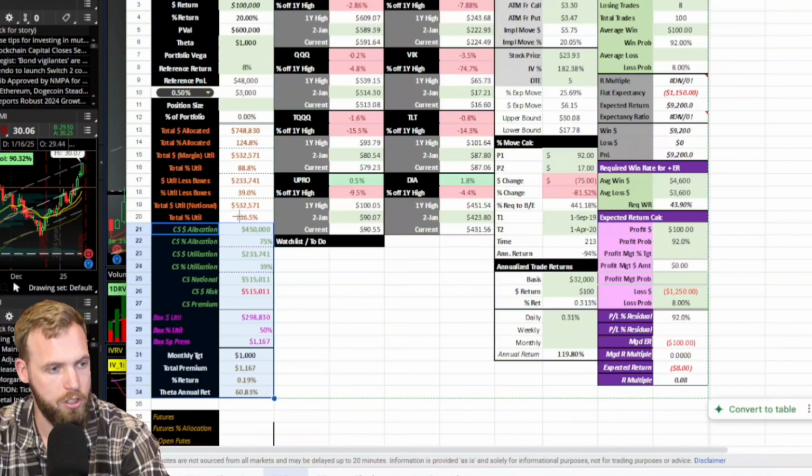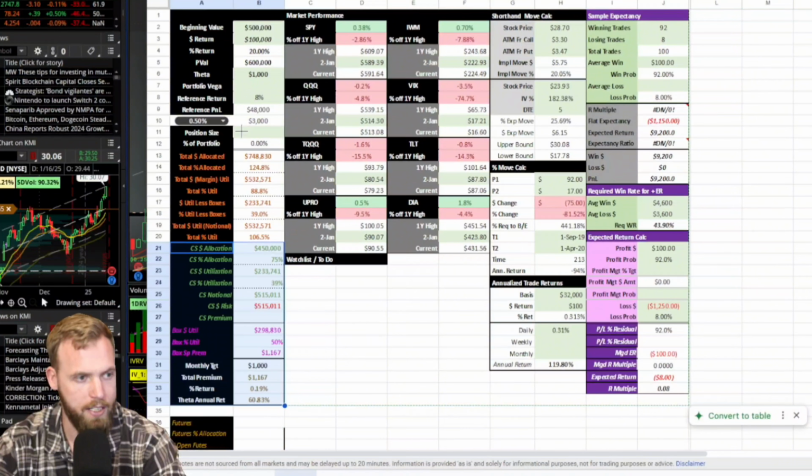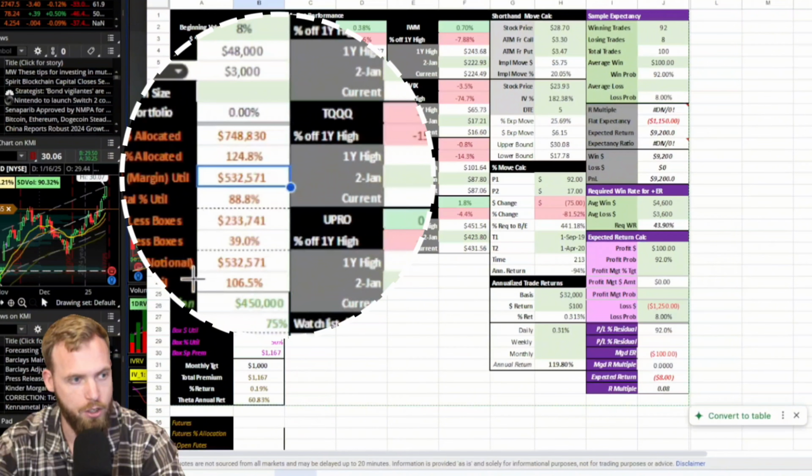So this section is going to use all of these different details to summarize. So right now I can see of my $600,000 portfolio right now, I'm using $748,000 in terms of allocation. In terms of actual utilization, I'm only using 532. The difference between allocation is how much money I'm setting aside to do something. Utilization is how much I'm using at a given point in time.